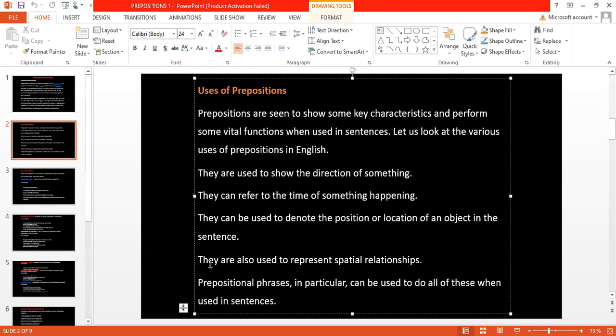The next point, they are also used to represent spatial relationships, all right? What do we mean by spatial relationship? That is space, time, period. Those are space, locations, all right? Physical location, or non-physical, metaphysical locations.